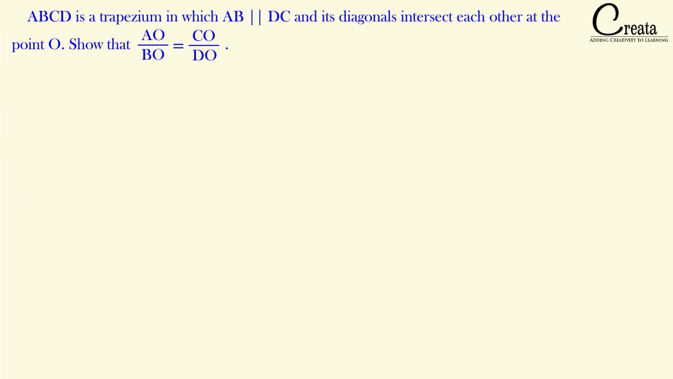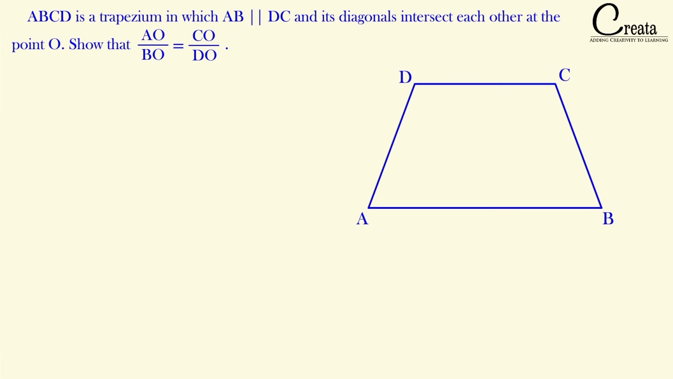ABCD is a trapezium in which AB is parallel to DC and its diagonals intersect each other at the point O. Show that AO upon BO is equal to CO upon DO. Let's observe the question. In the question, a trapezium ABCD is given. So AB and DC are given as parallel to each other. So these two sides are parallel.